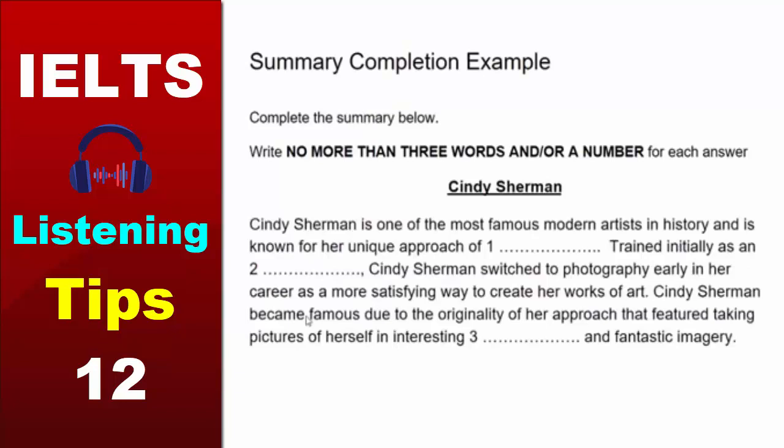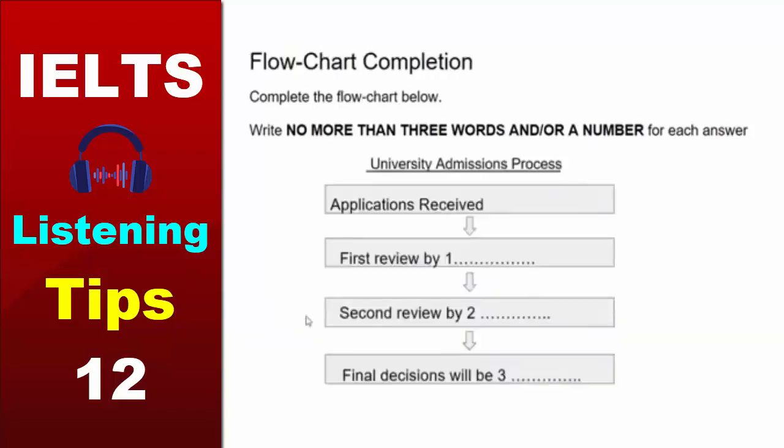Next, we've got a summary completion. Here we've got information you're going to hear from the passage that's summarized, and we need to fill in the words that fit in each of the blanks to complete the summary. Just like the other questions, except here we've got a short paragraph that needs to be completed using words that we hear from the speakers. And the last type within this general category, we've got a flowchart question. A flowchart is something that describes a process, something from beginning to end, and you simply need to fill in the blanks for the chart there.